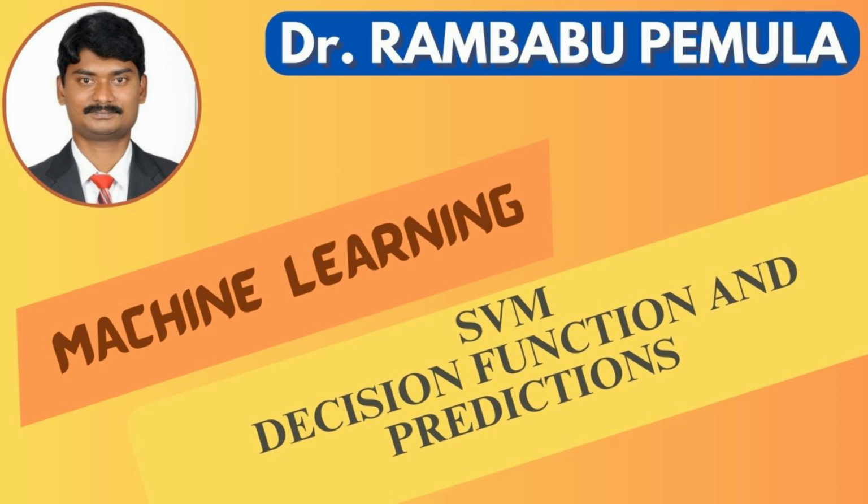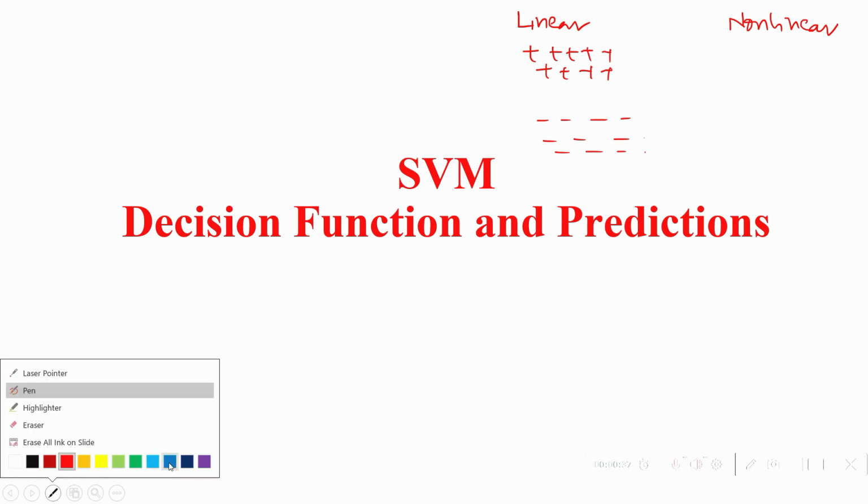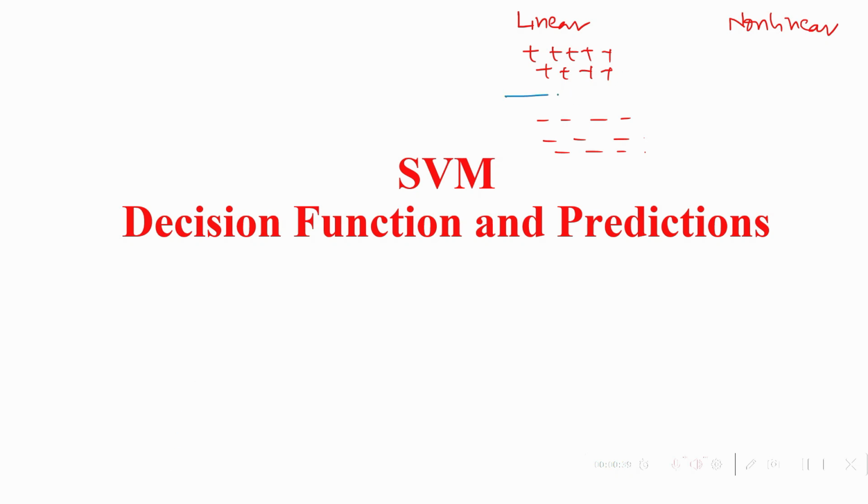In this video, I am going to explain about the support vector machine, decision function and predictions. So here, we are having two types of data set, for example, linear data set and non-linear data set. Linear data set is nothing but the data points that are separated by the help of a linear equation. Some positive points and some negative points are there, so these points we can easily separate with the help of some line equation. Simply, that type of data set is called a linear data set.